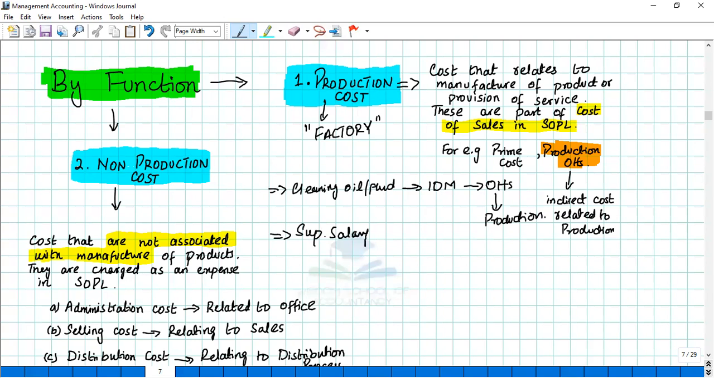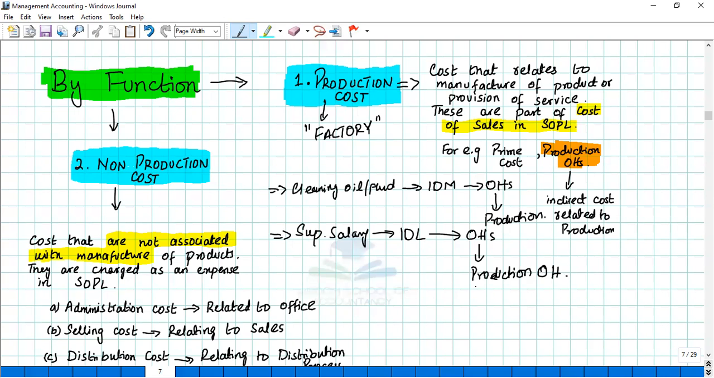The second example I gave you was of supervisor salary. Let's say the supervisor is an indirect labor, and if he is indirect labor, the cost of his salary is an overhead. Now, the supervisor is not involved in production directly, but he is assisting the production workers. He's supervising them, he's managing them. So the supervisor is also part of the production process. He's not doing the production, but he is part of the production process as a whole. So the cost of the supervisor will also be known as production overhead.